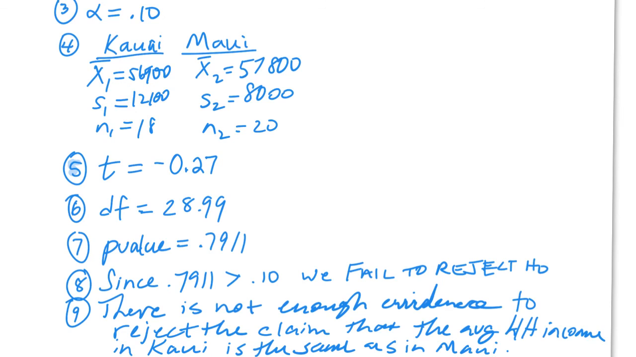All right, so that's section 8.2, objective number 4, running the t-test with our calculator shortcuts, but still displaying all 9 formal steps, which is the way I'd like to see it in your homework as well.